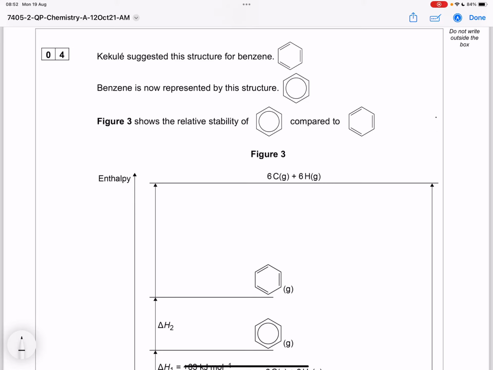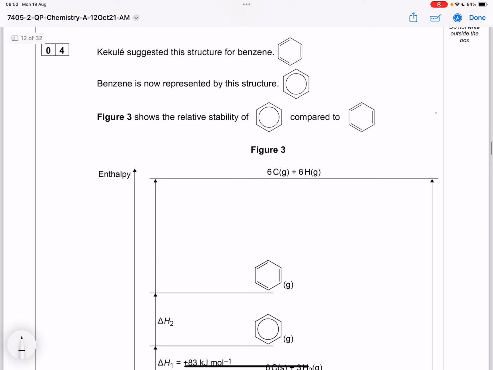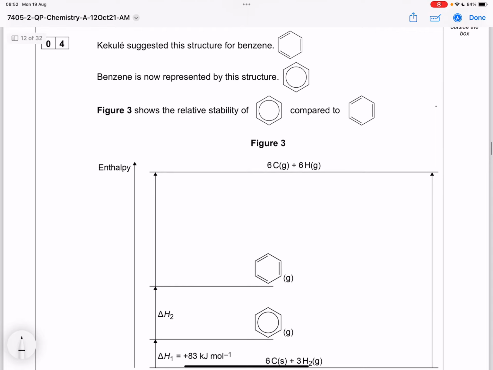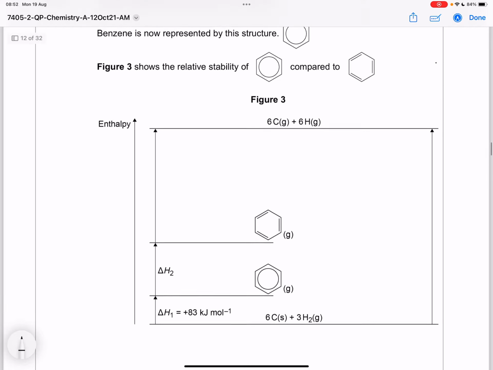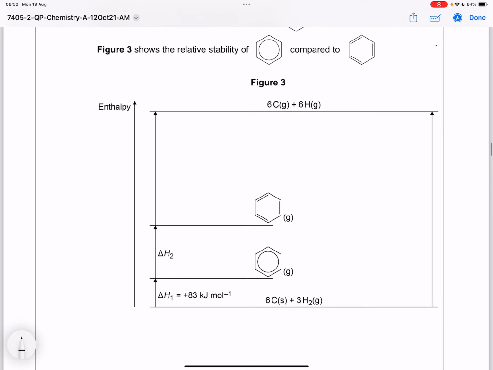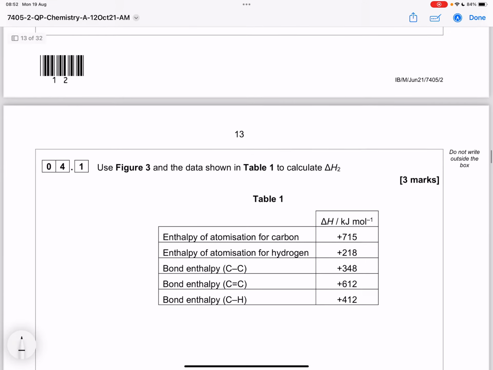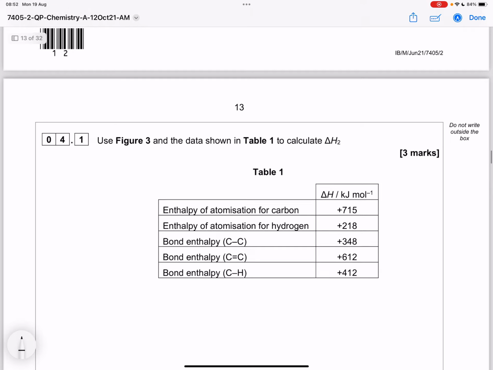Kekule suggested this structure for benzene, and that's that structure with 3 localised pi bonds and 3 regular carbon-carbon single bonds. Benzene is now represented by this structure, which is a picture of cyclohexane but with a pi ring in it. Figure 3 shows the relative stability of the current structure versus Kekule's structure. And then our question says, use figure 3 and the data shown in table 1 to calculate delta H2.